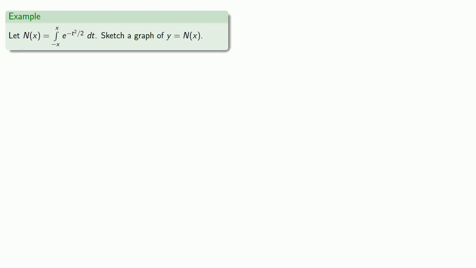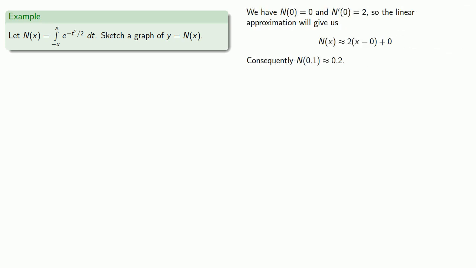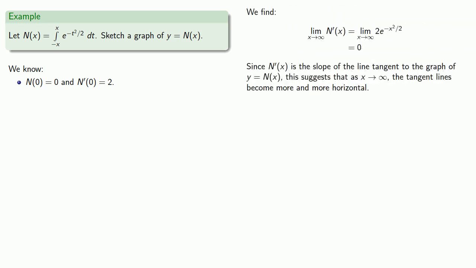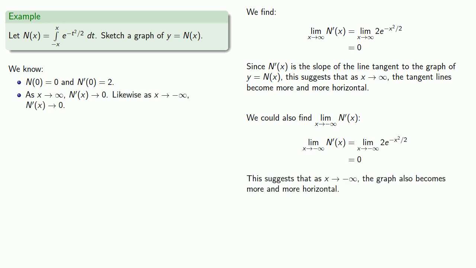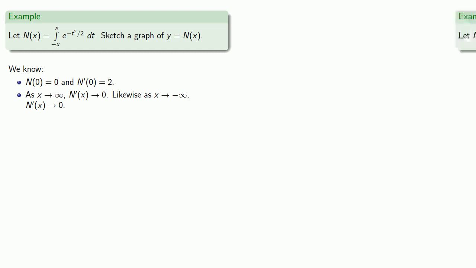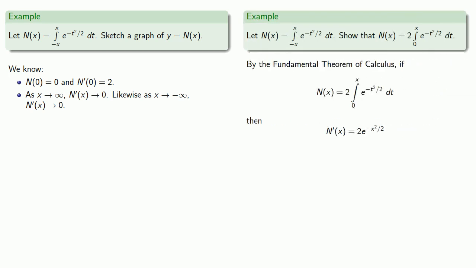So let's put together everything we know and everything we can determine and see if we can try to sketch a graph of y equals n of x. So first, remember we already found that n of 0 equals 0 and n prime of 0 is equal to 2. We also found that as x goes to infinity, n prime of x goes to 0. We could also try to find the limit as x goes to minus infinity of the derivative. And since this is also 0, this suggests that as x goes to minus infinity, the graph also becomes more and more horizontal.